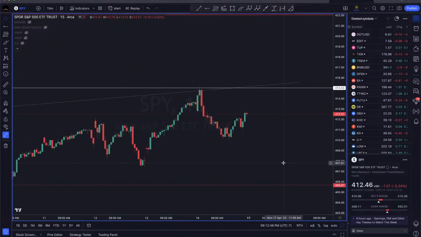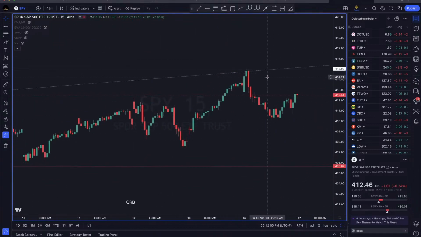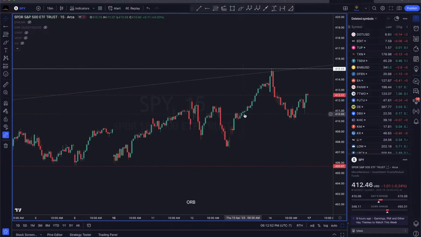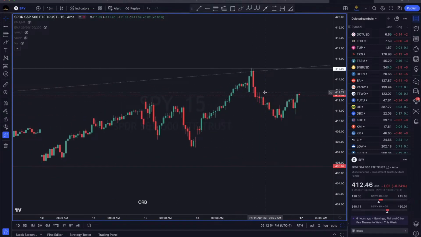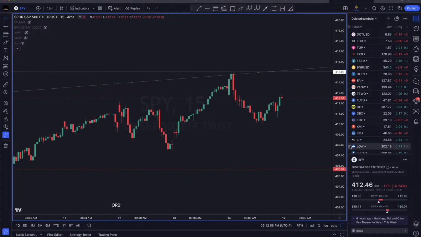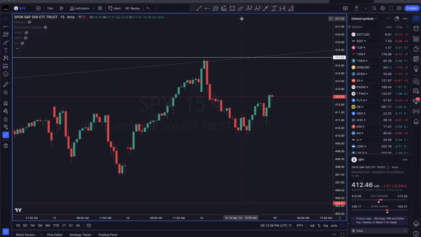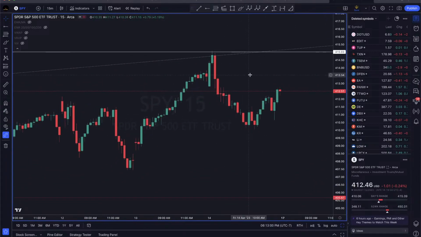Okay, ORB. So now I'm gonna look for opening range setups here. The setup that I will talk about, I think I traded last Friday. This one. So all you gotta do is wait for the first 15 or 30 minutes for SPY.